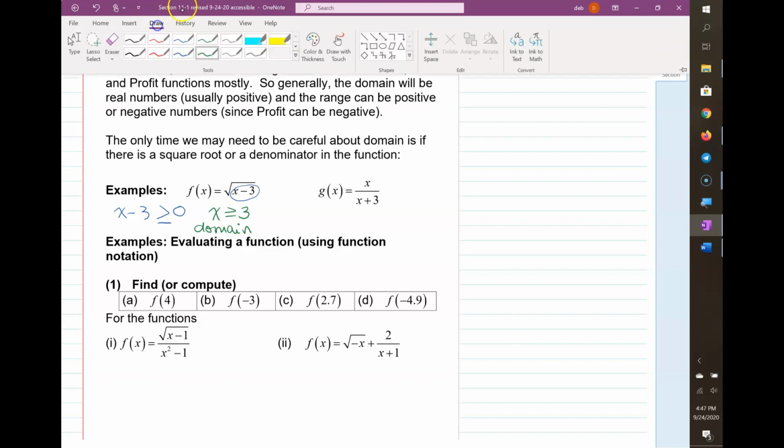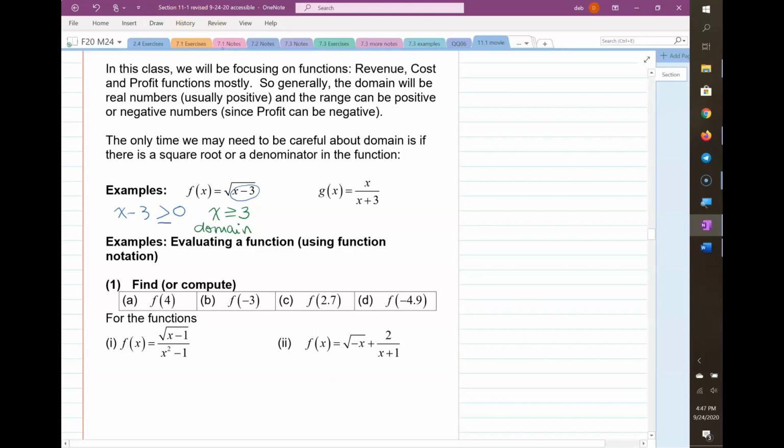Okay, so inside a square root, that's one issue you just need to be mindful of. And then the other one is the denominator. So it's important that we don't divide by 0. So x plus 3 should never be 0. So x can't be negative 3, and that's the domain of this g function. x can't be negative 3, or that would cause trying to divide by 0.